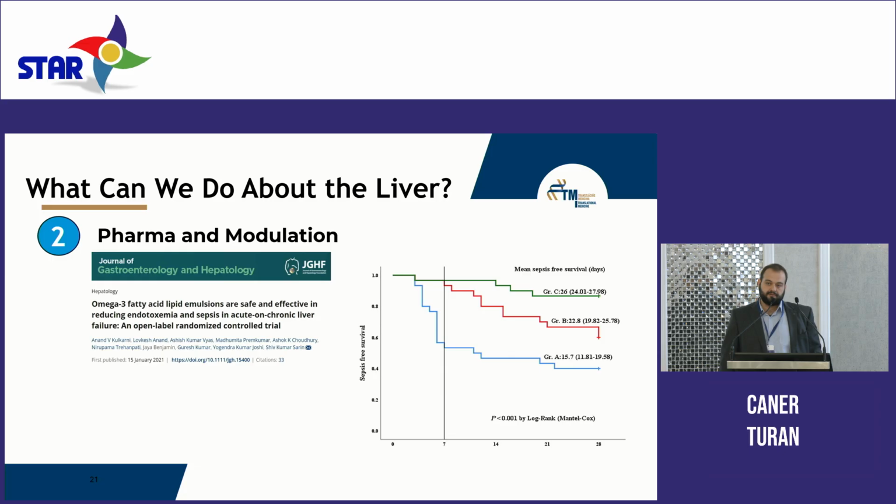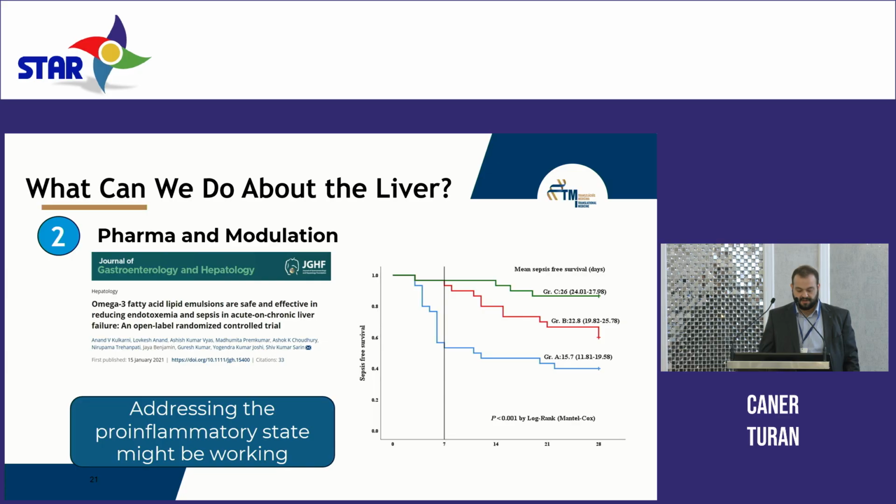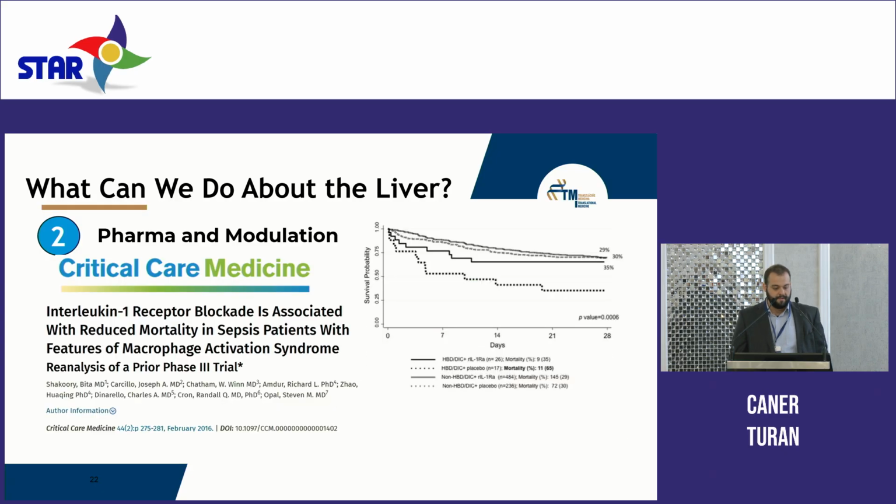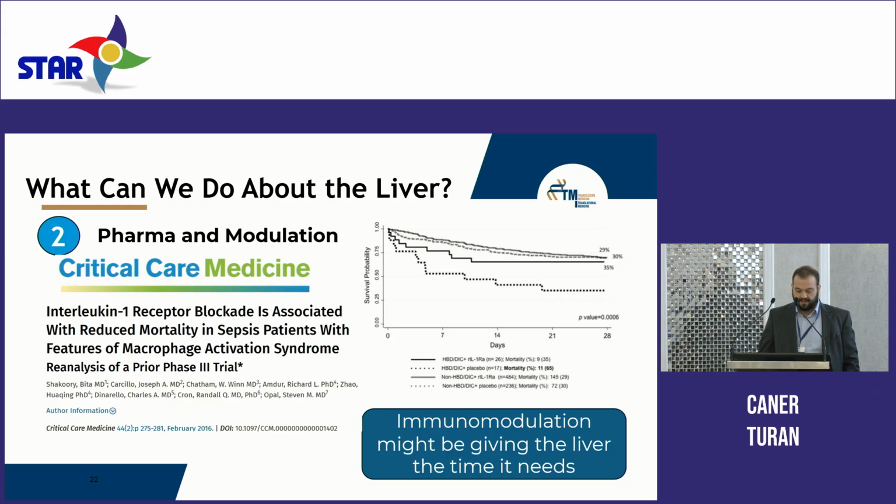But when we try to compensate for the blood purification function of the liver by giving antioxidant omega-3 fatty acid lipid emulsions, we saw a strong signal that addressing the pro-inflammatory state in septic patients might be working. Then we also investigated some novel molecules which could help us regulate the immune response, like interleukin-1 receptor blockade. And it seems that immune modulation for these patients might be of critical importance.